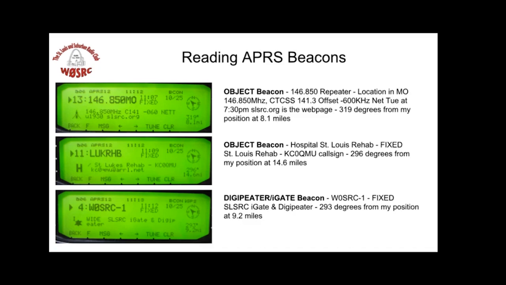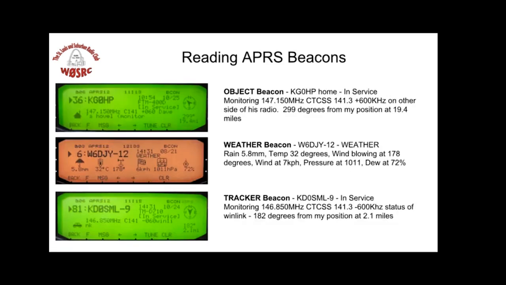All right. So there are different types of beacons. There are object beacons. I'm running low on time here. Object beacons, Digipeater beacons, iGate beacons. These are some examples of the different types of beacons. Another object beacon. Here's a weather beacon. It shows rain, temperature, wind speed, humidity. Here's a tracker beacon from Ron, KD0SML. So these things pop up on your screen as your radio hears beacons.